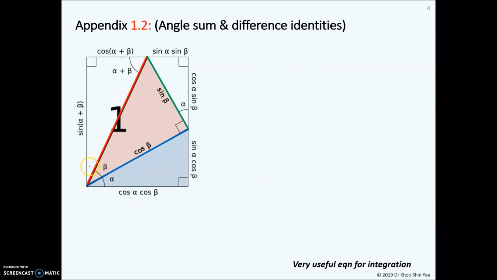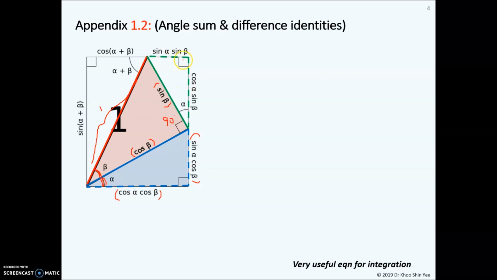Let's look at this triangle. First of all, the distance here is 1. The angle here is beta. So if we take 1 cos beta, we get the distance here in blue color. And if we take 1 sine beta, we get the distance here in green color. Let's look at the triangle in blue here. We have a distance cos beta and angle alpha. So to find the distance here, it should be cos alpha cos beta. And to find the distance here, it should be sine alpha cos beta.